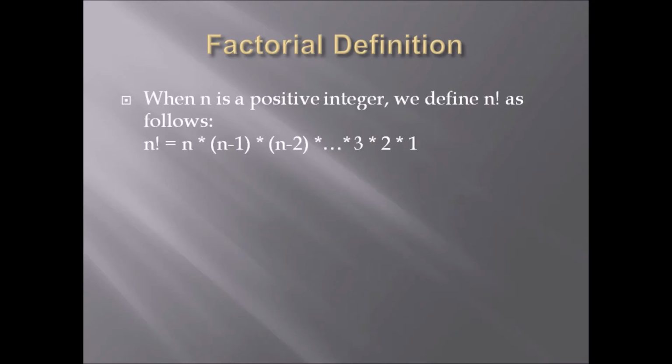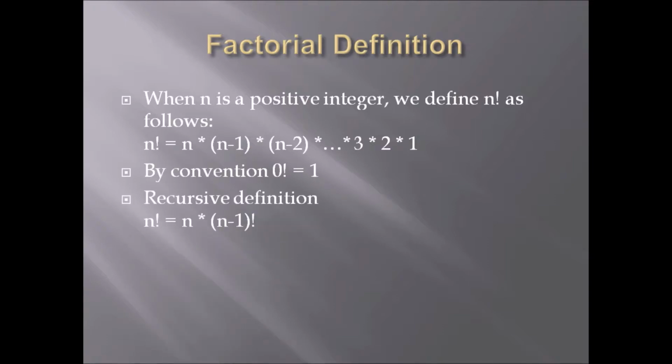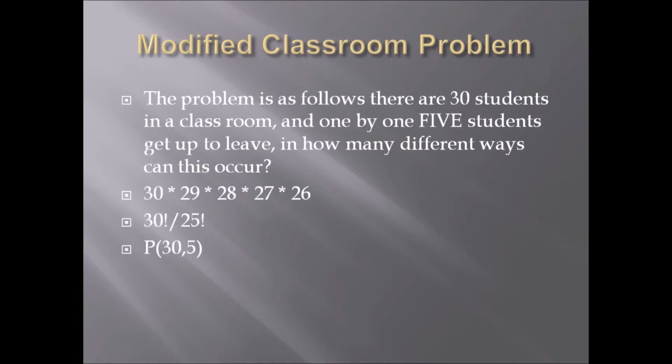So now that we have an idea of what factorial is, let's give a definition to factorial. When n is a positive integer, we define n factorial as follows. N factorial is equal to n times n minus 1 times n minus 2, all the way down to 3 times 2 times 1. And by convention, we have 0 factorial equal to 1. We could also define this recursively as n factorial is equal to n times n minus 1 factorial. And let's now move into permutations.